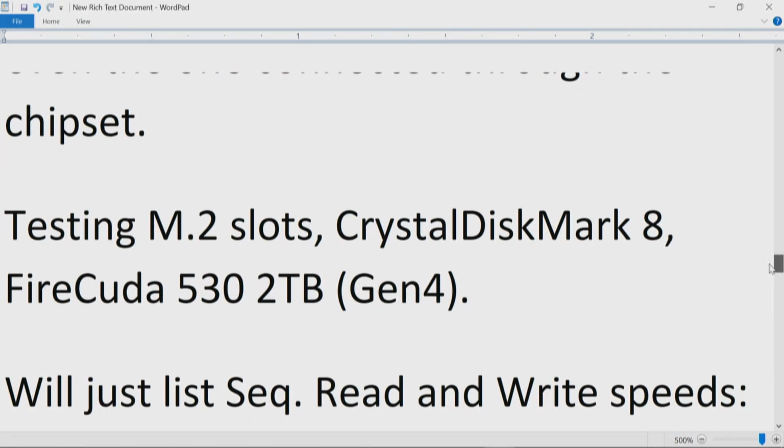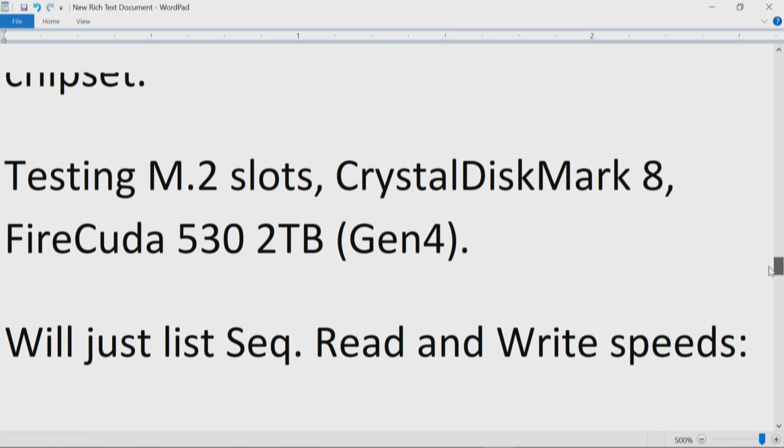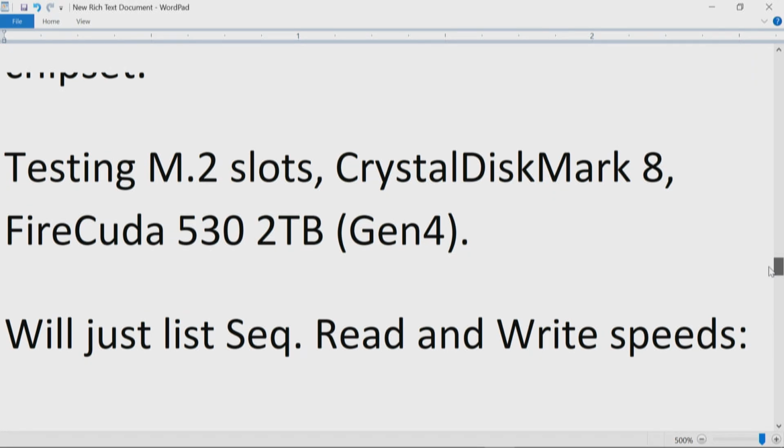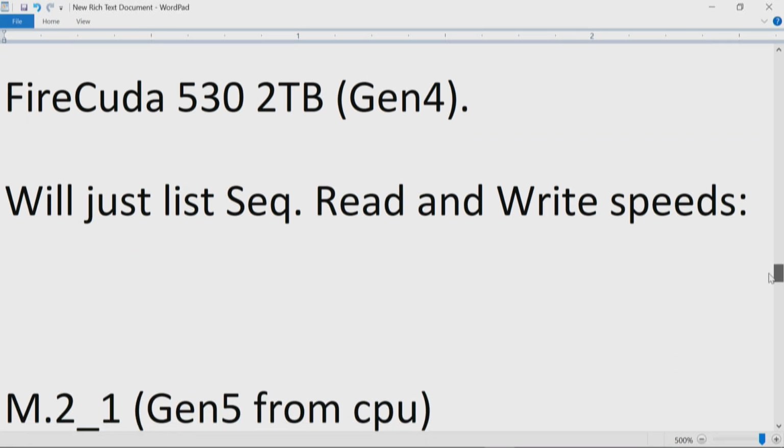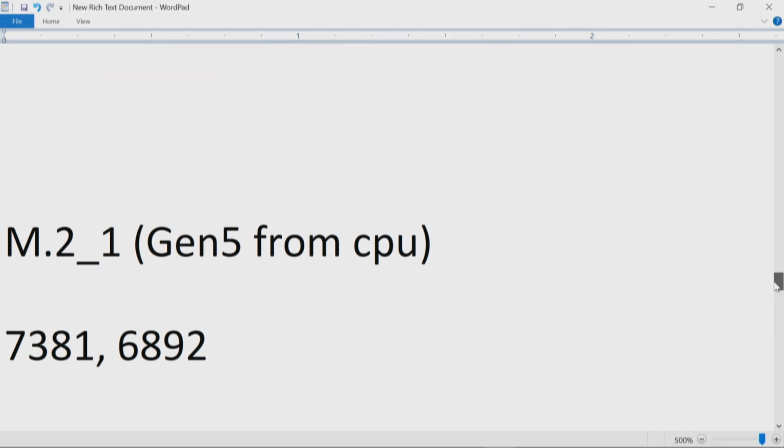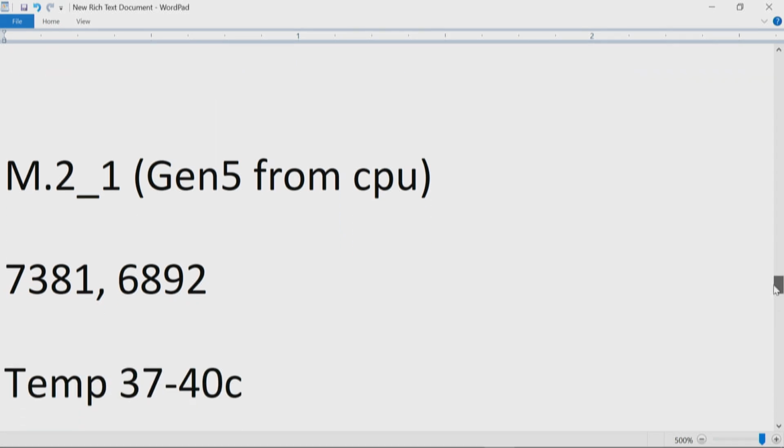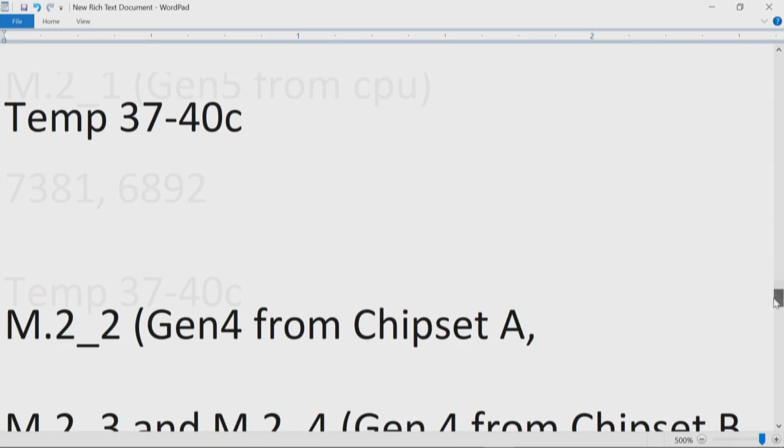Testing M.2 slots, CrystalDiskMark 8, FireCuda 530, a 2 terabyte Generation 4. And I just asked for the basics. He's going to list sequential read and write speeds, and I'm giving you the numbers he's given us. M.2_1, a Generation 5 from the CPU, but remember that's still a PCI Express 4 drive. Those are the numbers. Those are the temps.